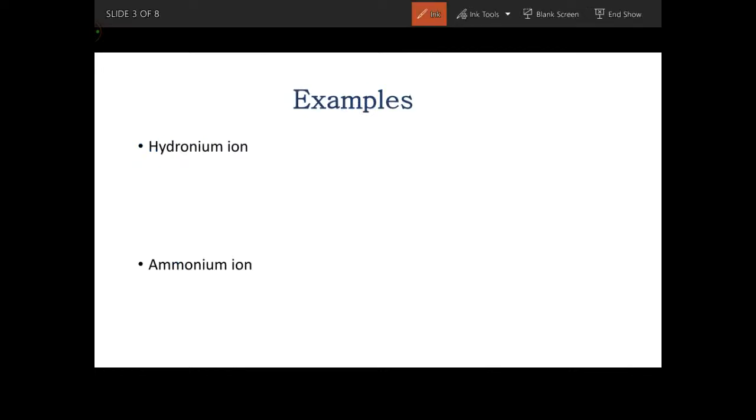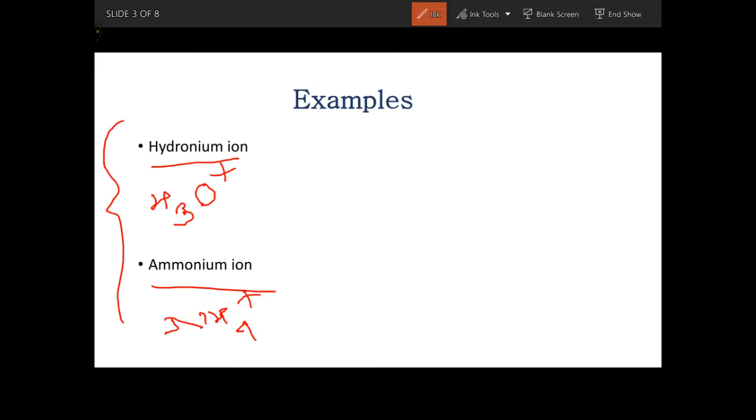These are the 2 examples that I have brought, and these are the 2 things that are going to come in your board exam: hydronium ion and ammonium ion. Hydronium ion is H3O plus, and ammonium ion is NH4 plus. You have to remember how to draw these. Every year in the exam, out of these 2, any one comes, so you cannot miss this part. One year hydronium ion comes, next year again ammonium ion comes, in this way.